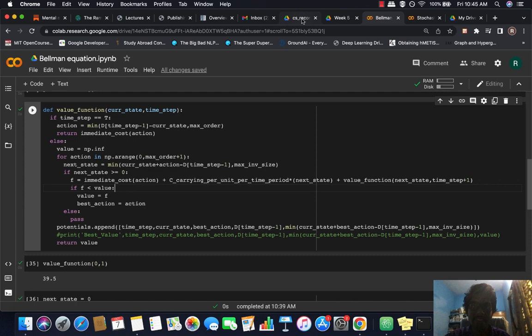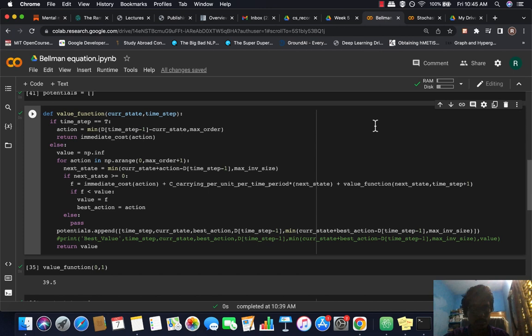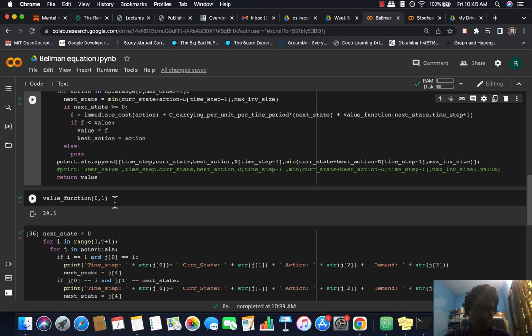So this expression is exactly equivalent to whatever we have in the Bellman equation here. What we are doing is looping over all possible actions to find the minimum possible value for this expression, and then assigning that to be the best action that we could take for the current time step. So this is how the recursive function is written, and the recursive function will exit only at the last time step.